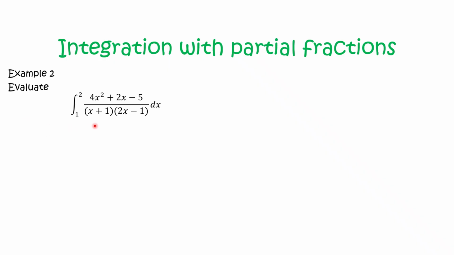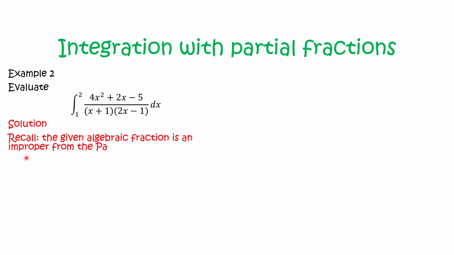Great, then we move on to example 2. With example 2, we have: evaluate the integral from 1 to 2 of (4x squared plus 2x minus 5) all divided by (x plus 1) times (2x minus 1) dx. For the solution, recall the given algebraic fraction is an improper fraction from the partial fractions video.